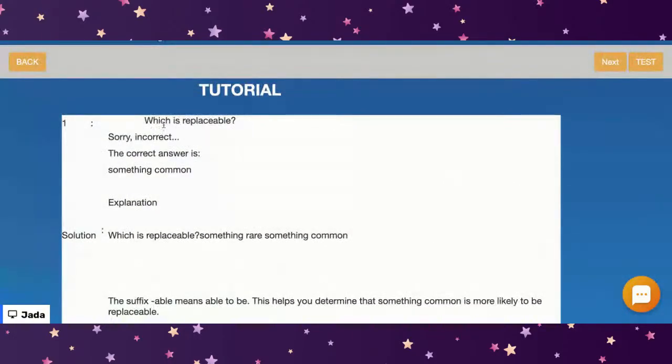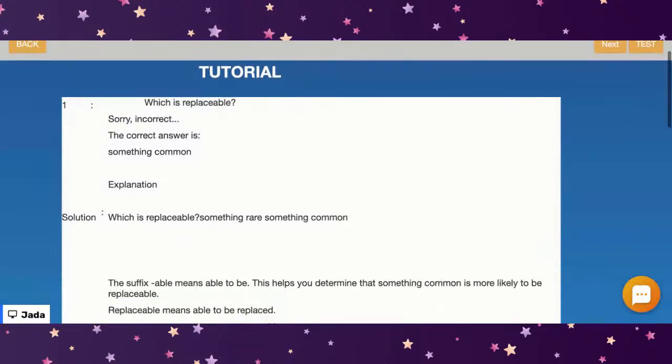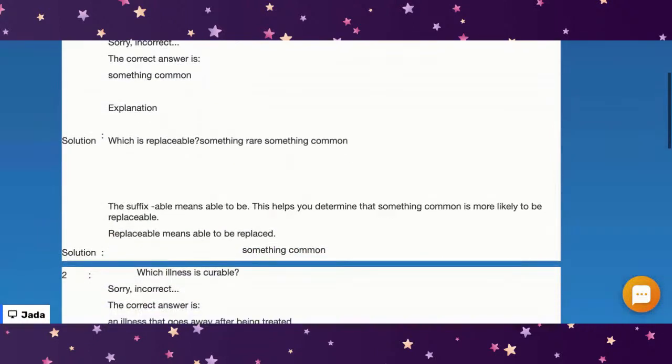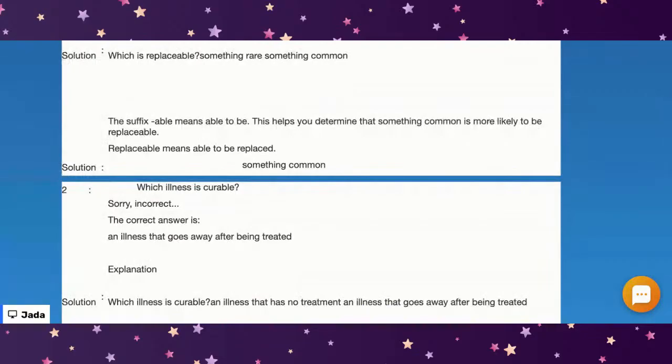So which is replaceable? Which is replaceable? Now, this means something that you can get again, that you can replace, okay? Maybe if you lose a bicycle or a phone, it's replaceable because you can get another phone.